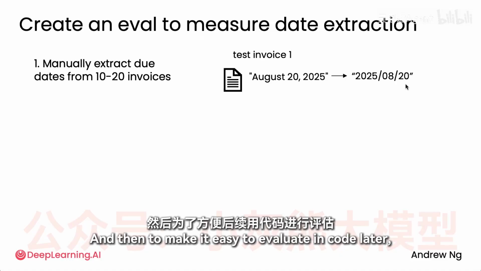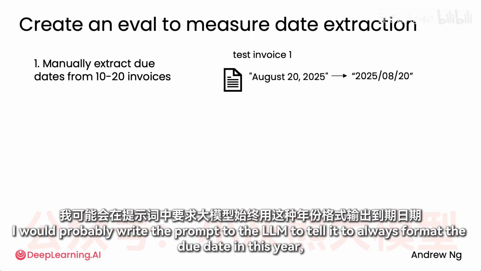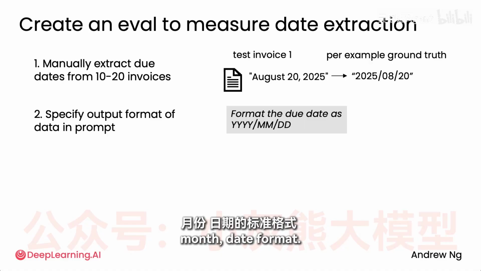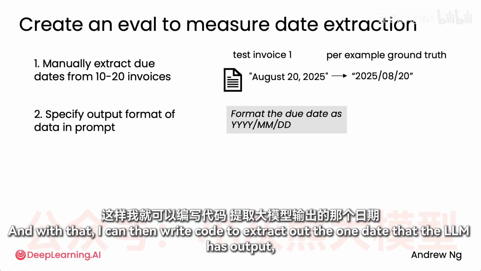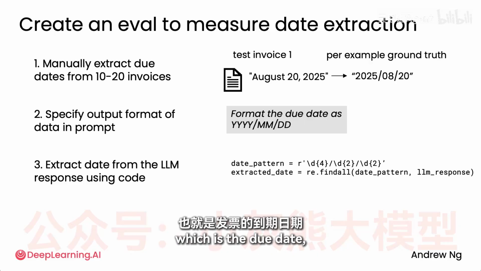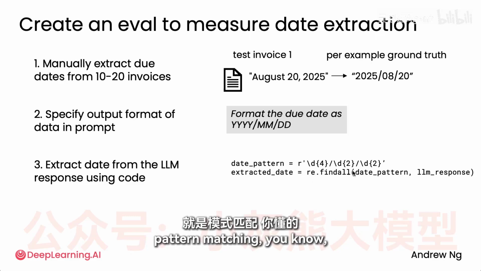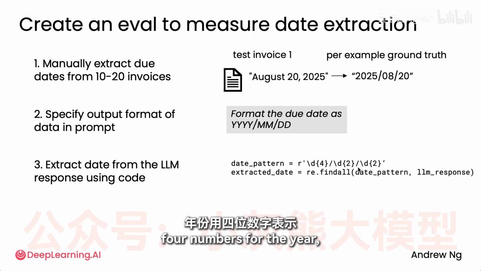And then to make it easy to evaluate in code later, I would probably write the prompt to the LLM to tell it to always format the due date in this year, month, date format. And with that, I can then write code to extract out the one date that the LLM has output, which is the due date, because that's the one date we care about. So this is a regular expression, pattern matching, 4 numbers for the year, 2 for the month, 2 for the date, and then extract that out.